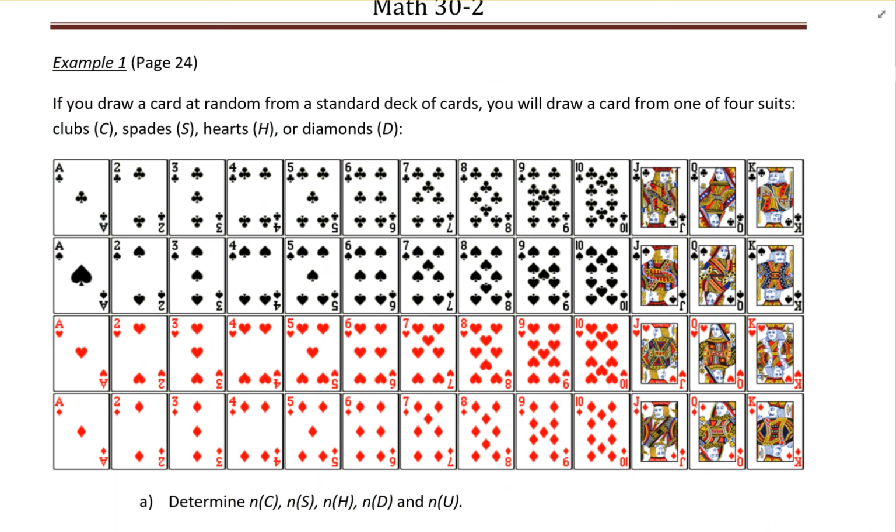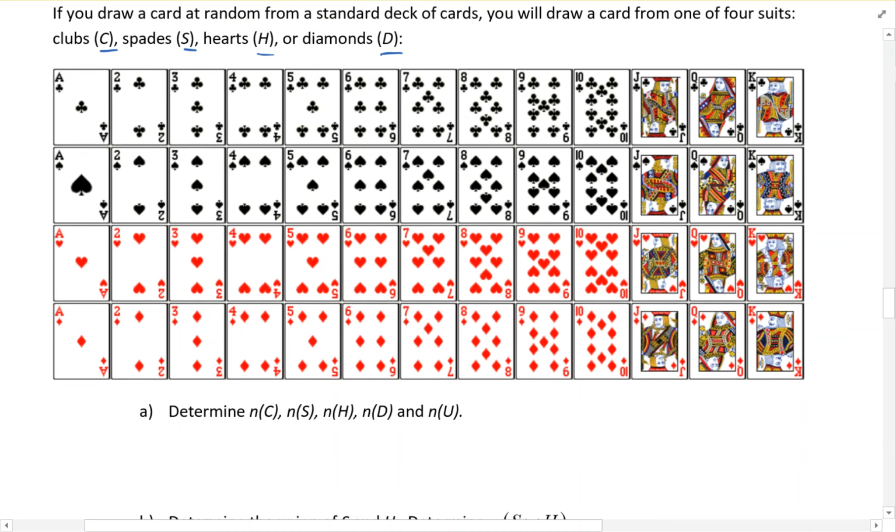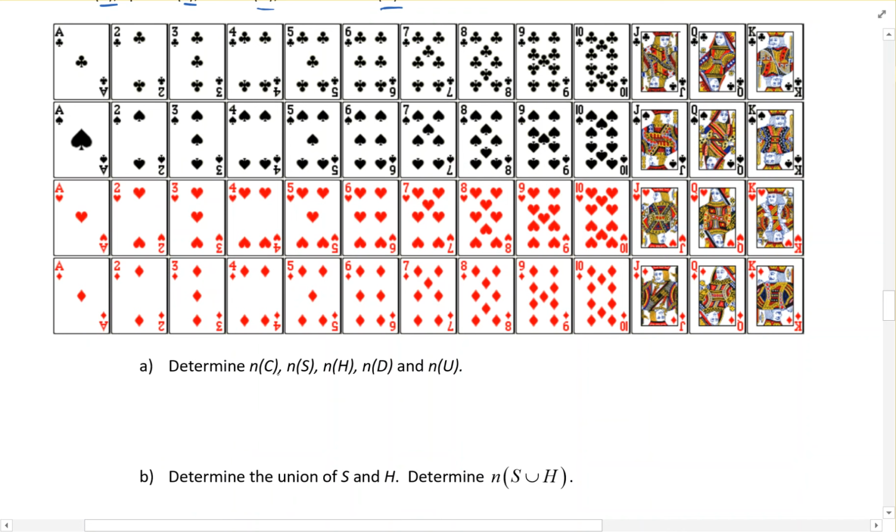So let's start to use this new language that we've developed here. Example 1 says, if you draw a card at random from a standard deck of cards, you will draw a card from one of 4 suits. So you're either going to get a club, a spade, a heart, or a diamond. We're going to call that C, S, H, or D. Now it says determine the number of elements in C, so clubs, the number of elements in each one of these things, right? And the number of elements in the universal set. That's what n(U) stands for.